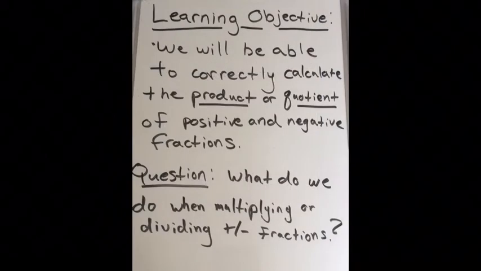This video's learning objective: students will be able to correctly calculate the product or quotient of positive and negative fractions. We see those words, product and quotient, are underlined. We're going to talk more about that later. And the question we want to be able to answer by the end of this video is, what do we do when multiplying or dividing positive and negative fractions?